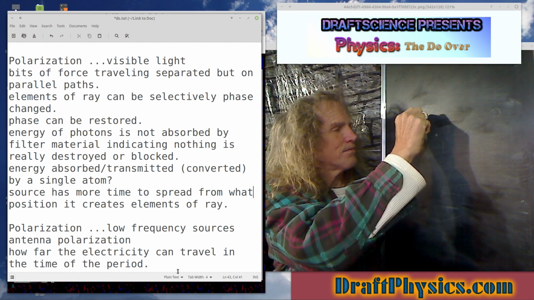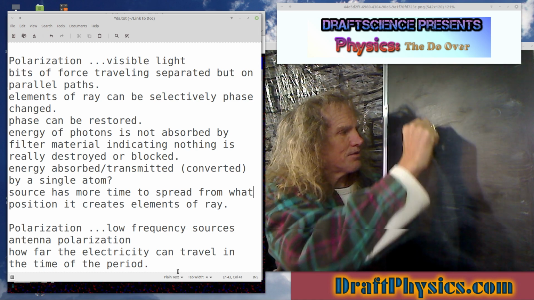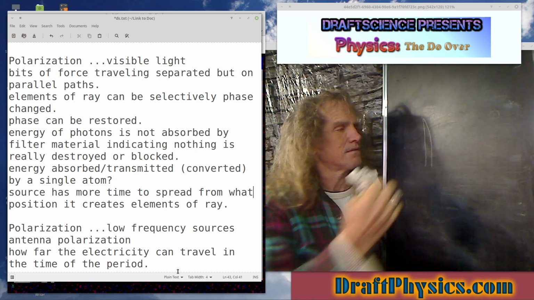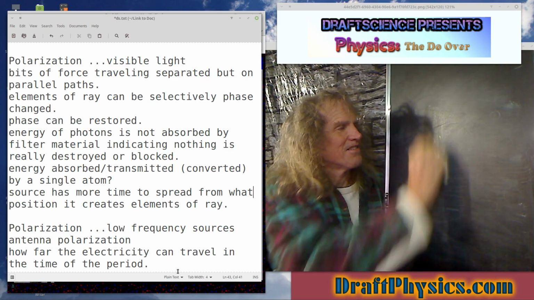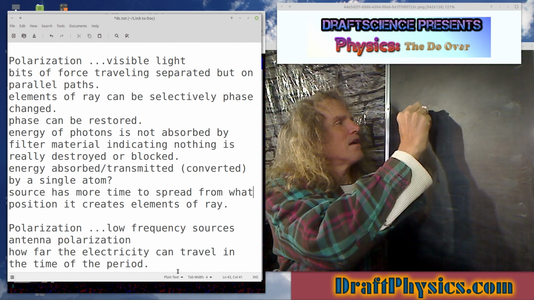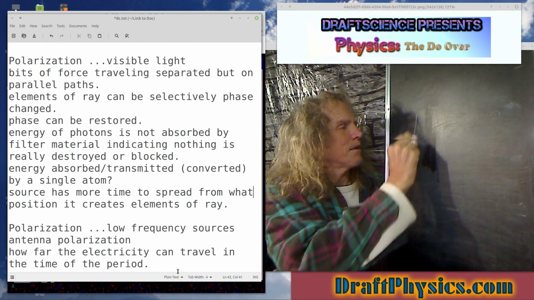So anyway, let's put the antenna back in the picture. That's a crappy antenna. I mean, that just sucks. Don't use that antenna. Nothing good will happen. Alright, we can put it right over here.